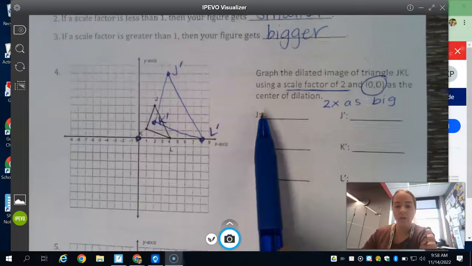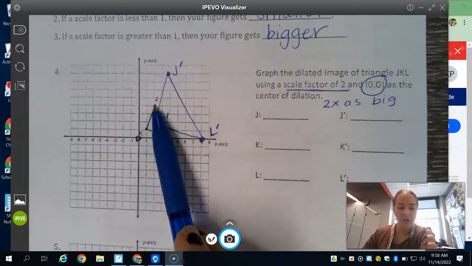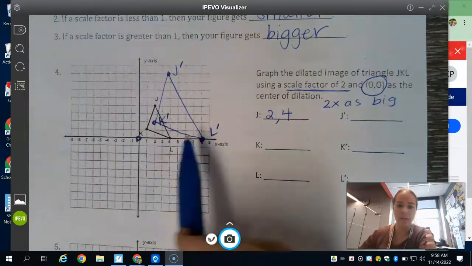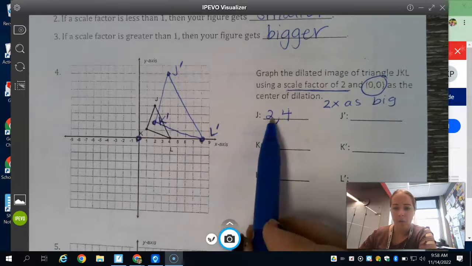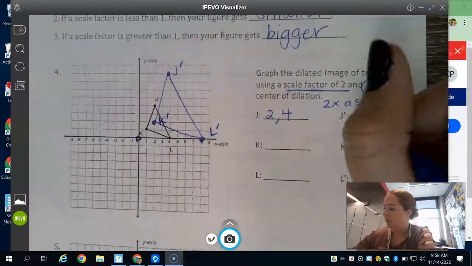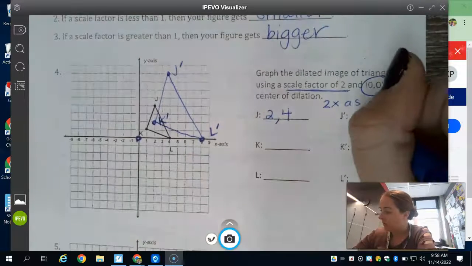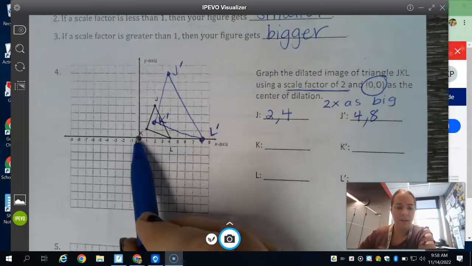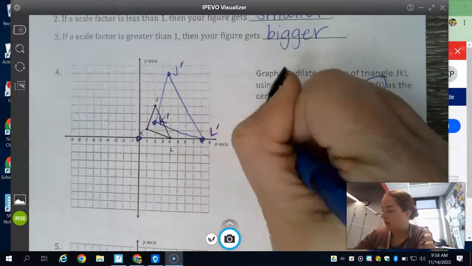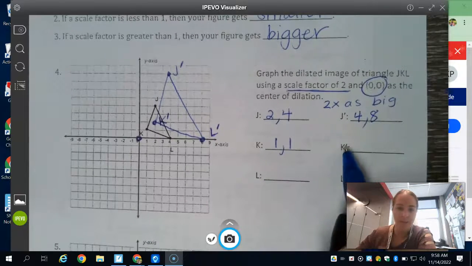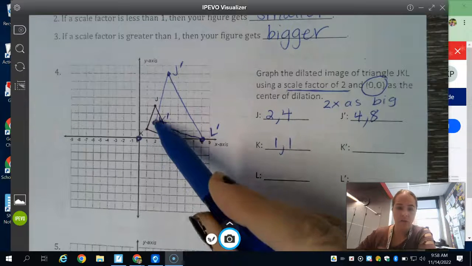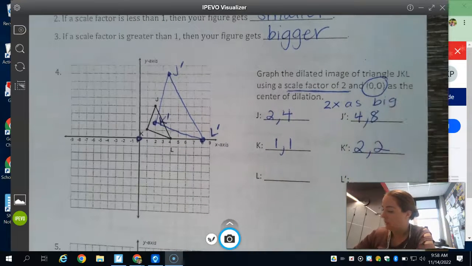On the line here, the original J, the first J here, I went over 2, up 4. So I would put 2, comma 4. To double that, I went over, doubling x, 2 times 2 is 4. 4 times 2 is 8. That's where my coordinates doubled. For K, here, I went over 1, up 1 for my original. My new one with my dot here, 1 doubled was 2, 1 doubled again was 2. So new one was 2, 2.